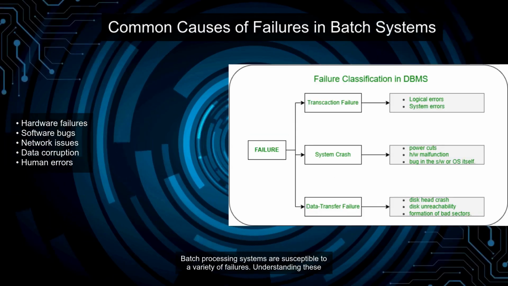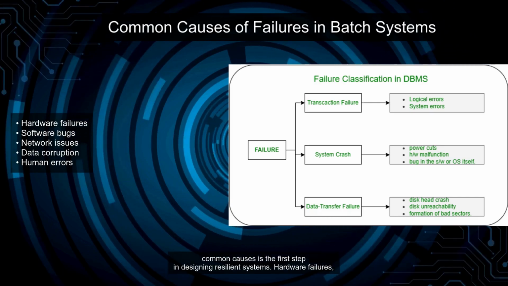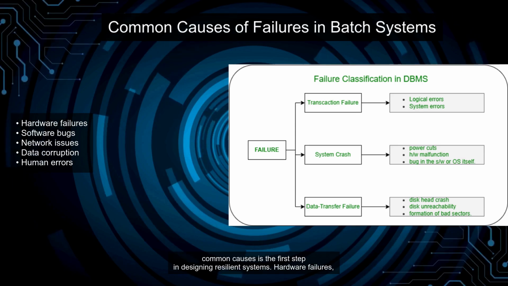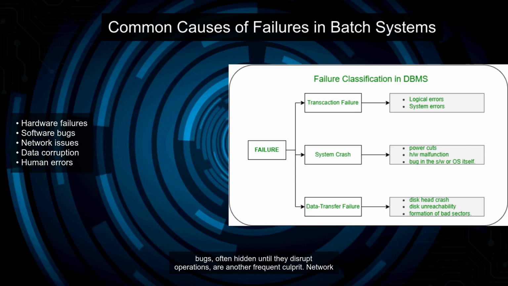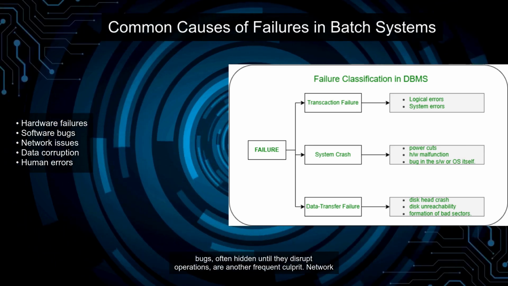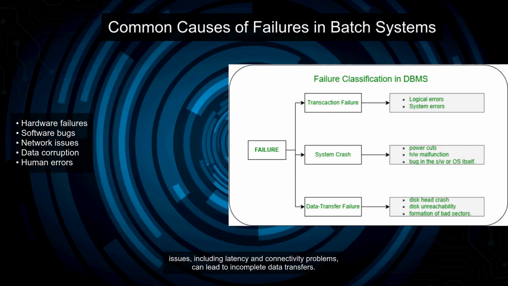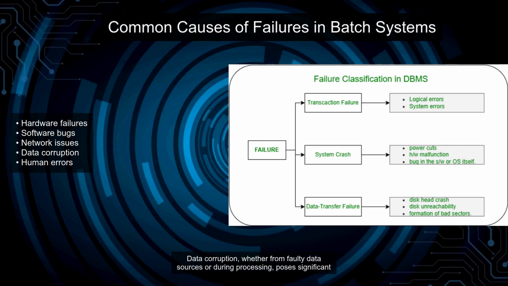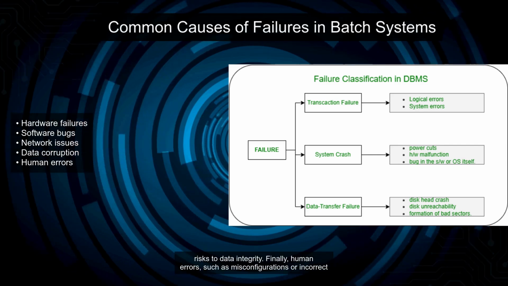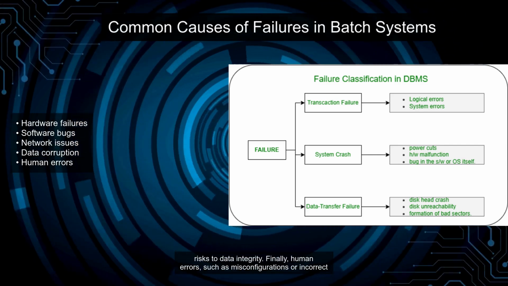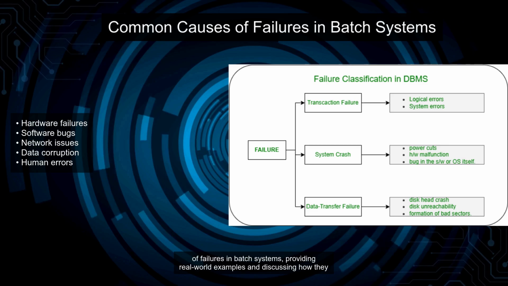Batch processing systems are susceptible to a variety of failures. Understanding these common causes is the first step in designing resilient systems. Hardware failures, such as disk crashes and memory errors, can halt processing tasks. Software bugs, often hidden until they disrupt operations, are another frequent culprit. Network issues, including latency and connectivity problems, can lead to incomplete data transfers. Data corruption, whether from faulty data sources or during processing, poses significant risks to data integrity. Finally, human errors, such as misconfigurations or incorrect data entries, can trigger failures.